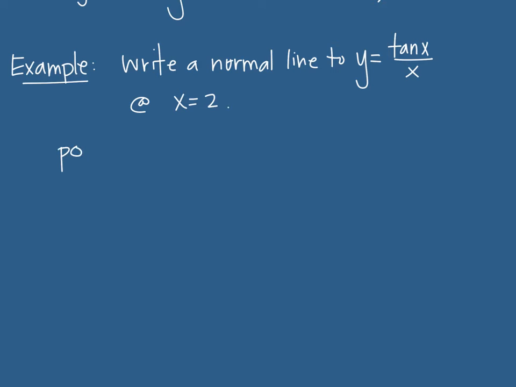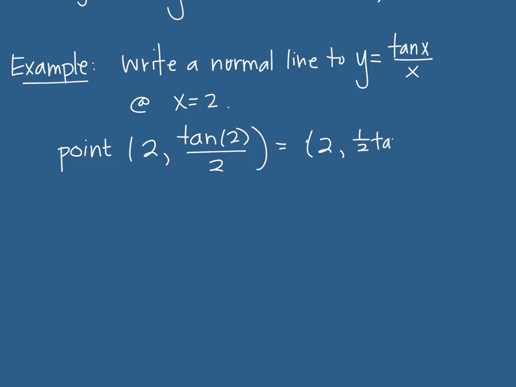So our point here is just going to be 2 comma tan 2 over 2, or you could also write that as 2 comma half tan 2. Now we don't know what the tangent of 2 is. Tangent of 2 is going to be a fairly large number, but I don't need the decimal value. I'm just going to leave it in its exact form, a tangent of 2. So you should be comfortable leaving some of these things in numbers that aren't exact necessarily.